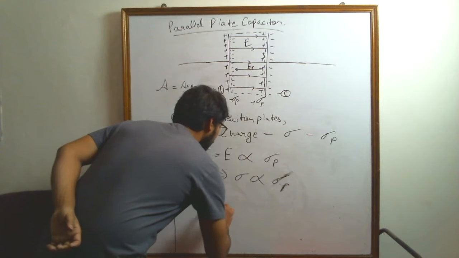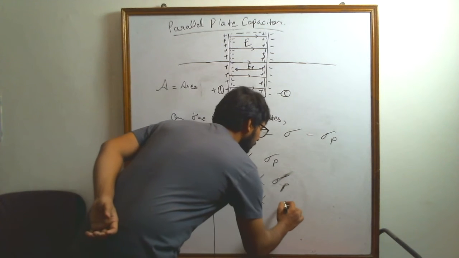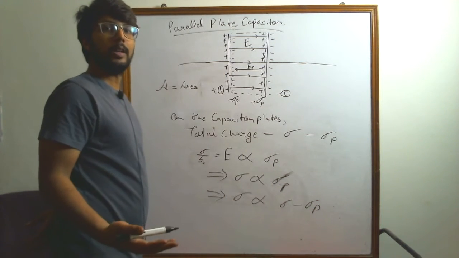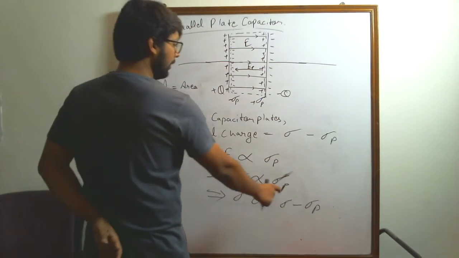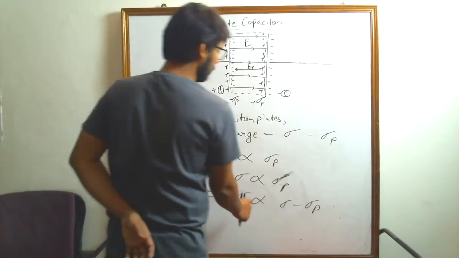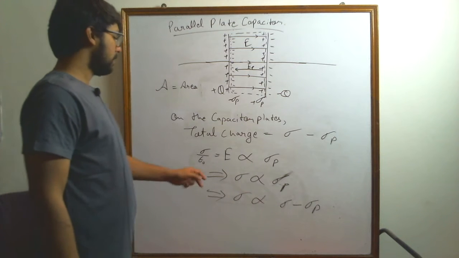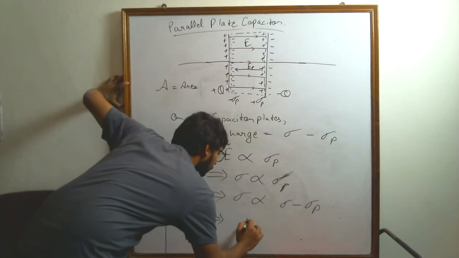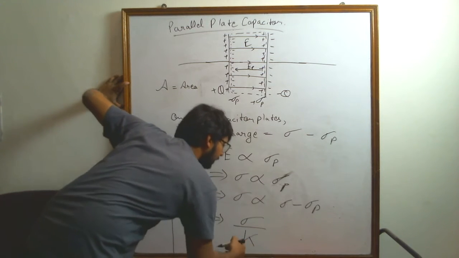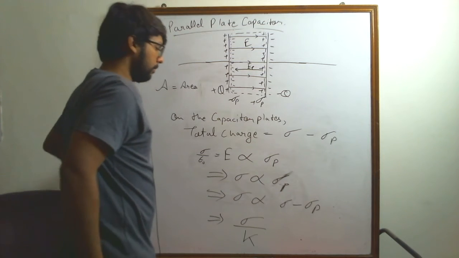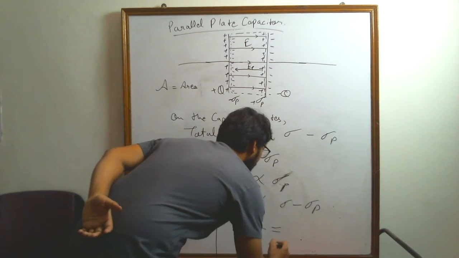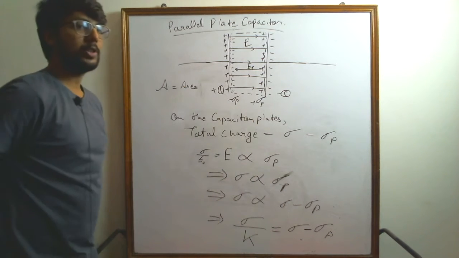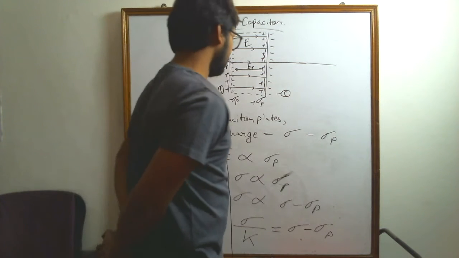At the same time, sigma is also directly proportional to sigma minus sigma p, right? I can totally do that because if I'm getting this, then the difference is also directly proportional to this. And so I can get a new relation over here, which is sigma upon capital K. Capital K is the proportionality constant once I remove the proportionality sign to give me this relation. Now, why did I take the proportionality sign below? That is, why did I take it in the denominator?